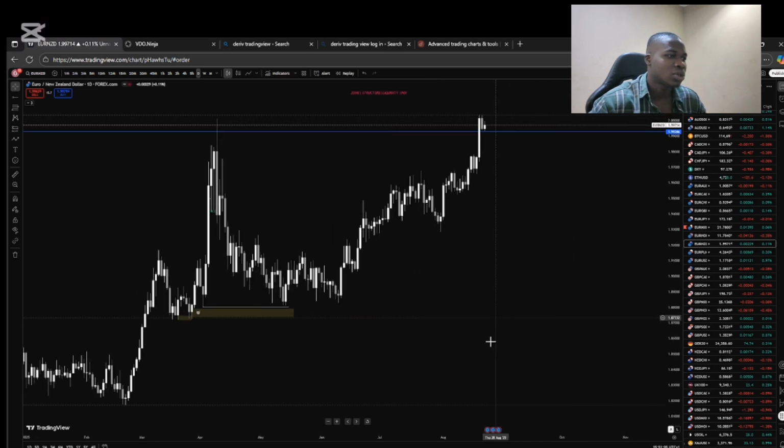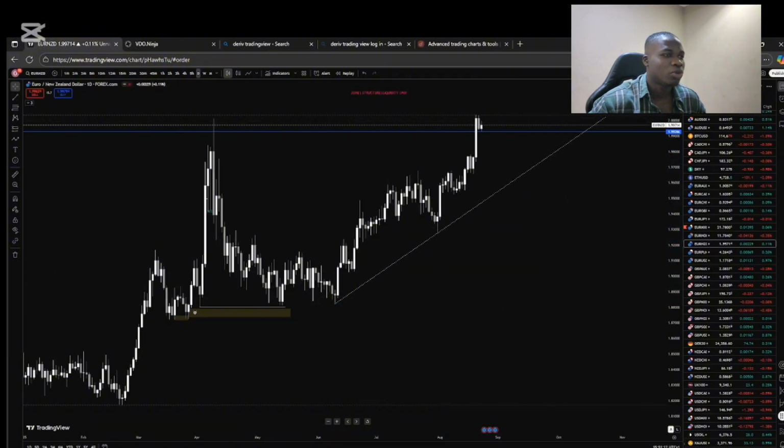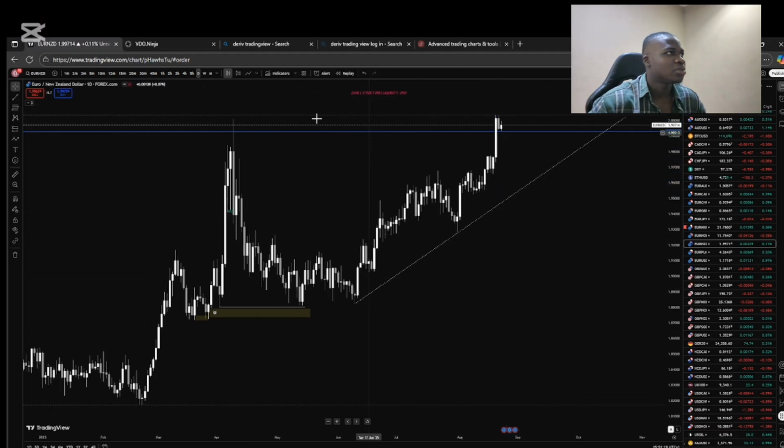And we can see there's currently a trend line being formed right here. All we can just hope for is price to come and do something like this, then we will push to the upside again. So that is basically it.